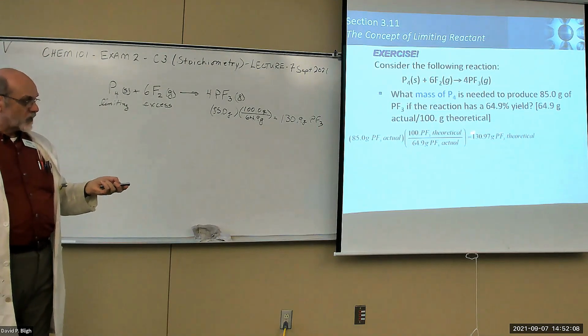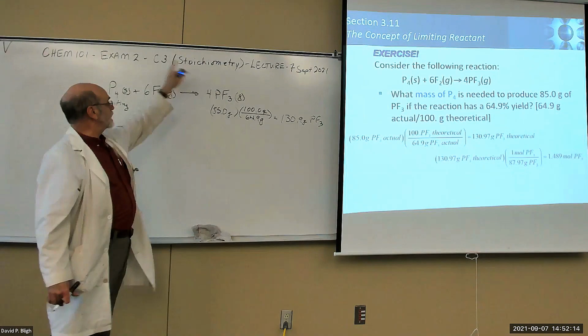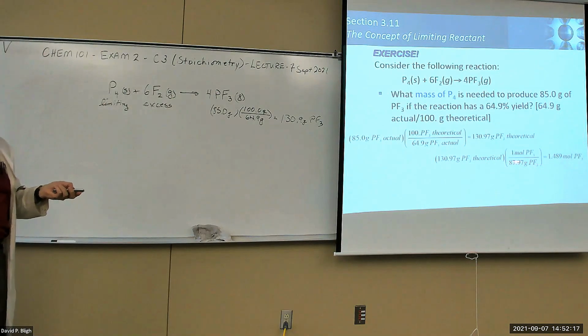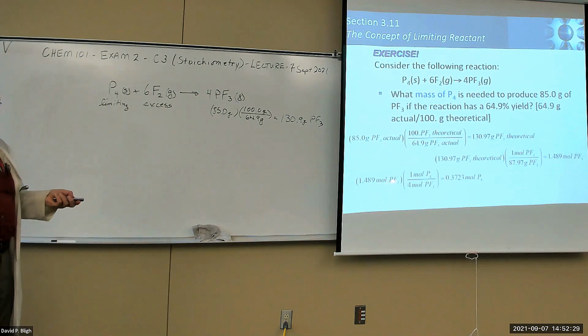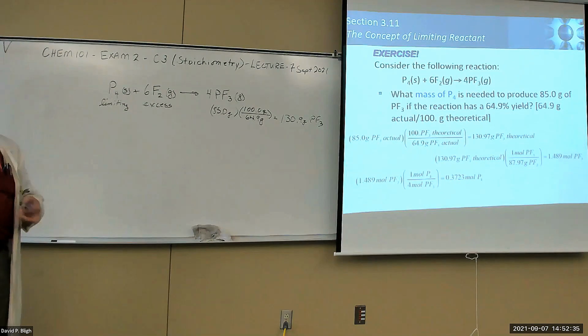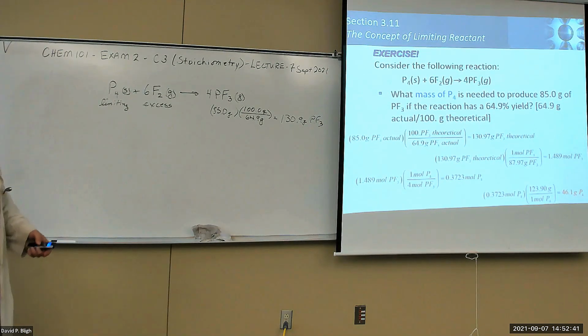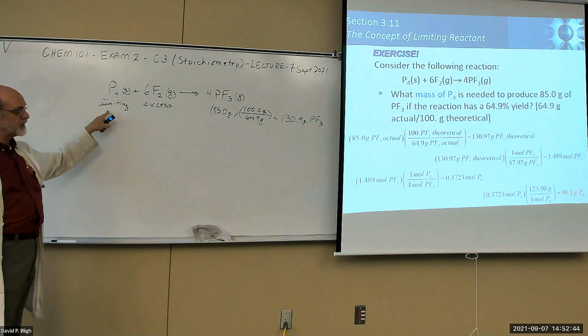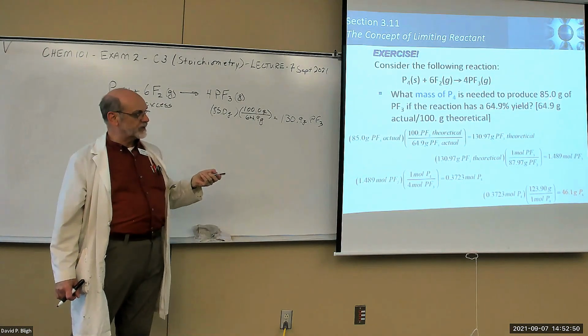So we use this as our starting position. Now we have to convert that to moles here so that we can get it back over to here. So we need the molar mass of PF3, which means 1.489 moles of PF3. And then we convert that with this ratio of 4 to 1. There it is. Cancels the PF3 and leaves us with P4. And that's how many moles of P4. Then we convert it back to mass using its molar mass. 46.1 grams. If you start out with 46.1 grams here, you will end up with 85 grams here with this yield efficiency.